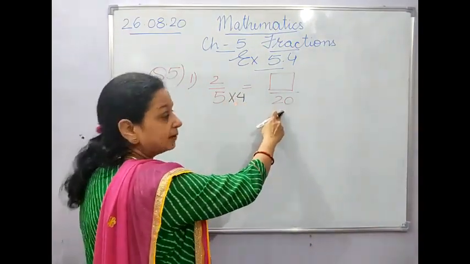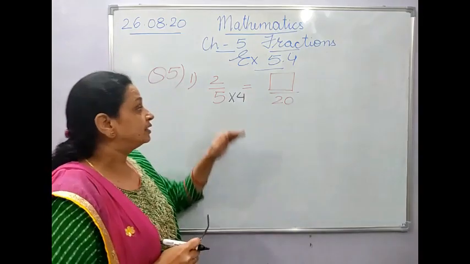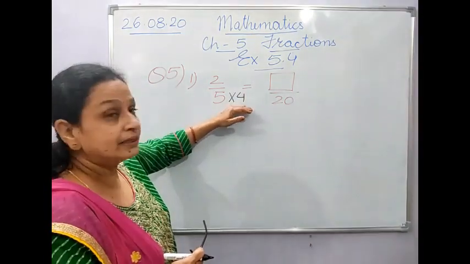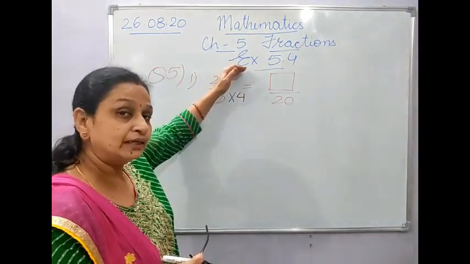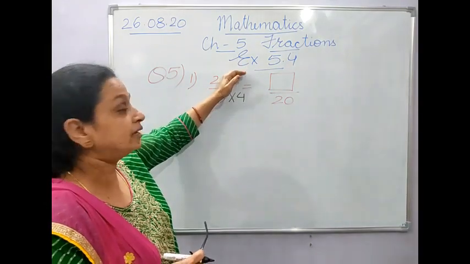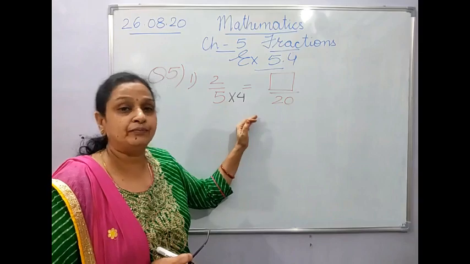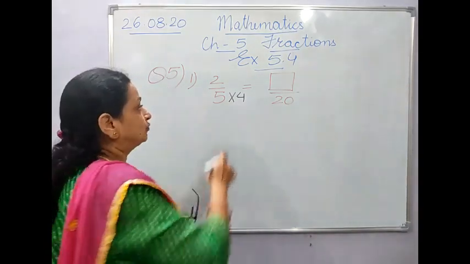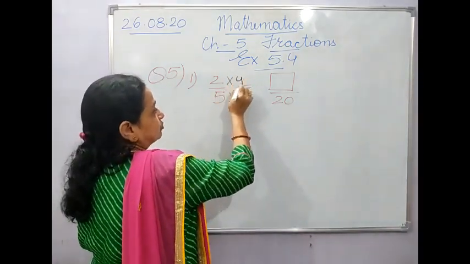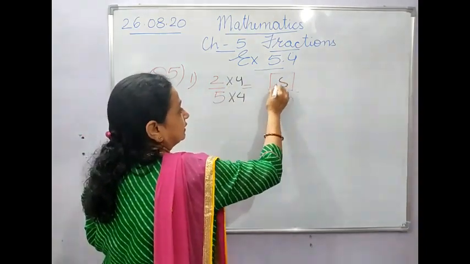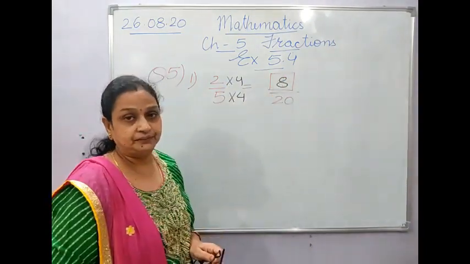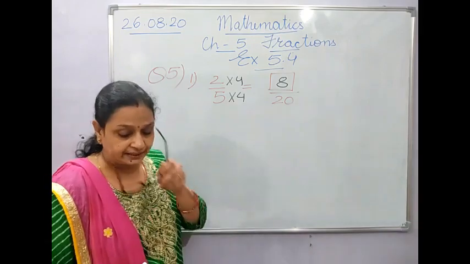You got the answer. Now you know in equivalent fractions, when we multiply the denominator by 4, we have to multiply the numerator by the same. If we are multiplying the numerator by some number, then we have to use the same number for the denominator also. So we will write here 2 4s are 8, that is your answer. I hope this is clear.